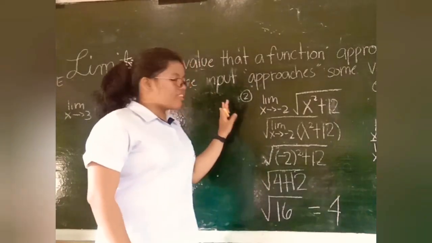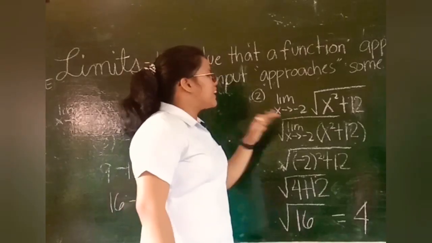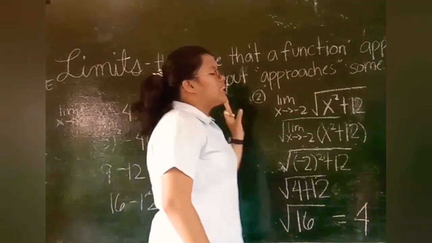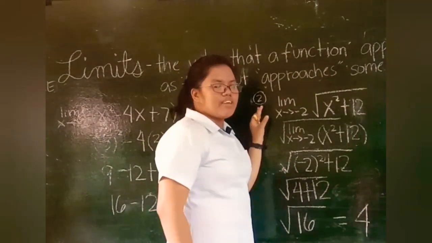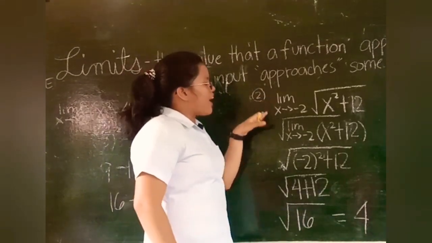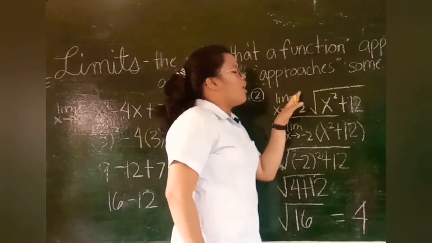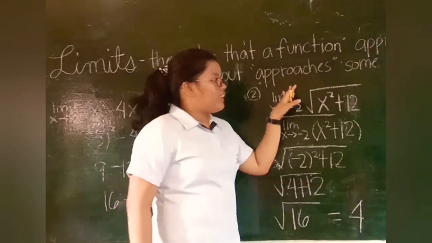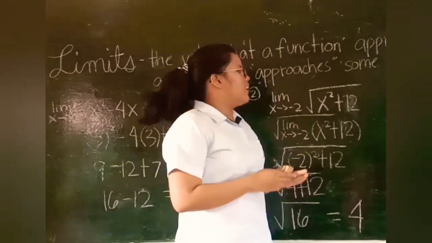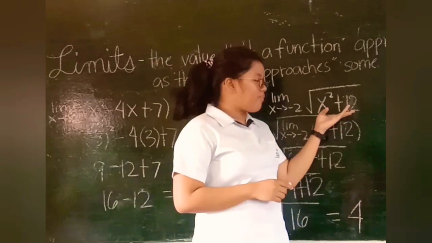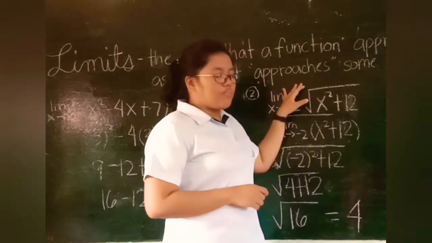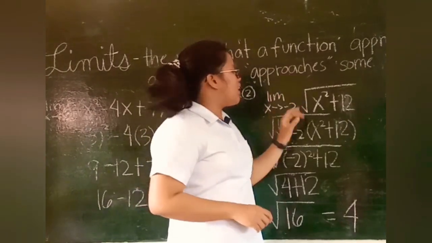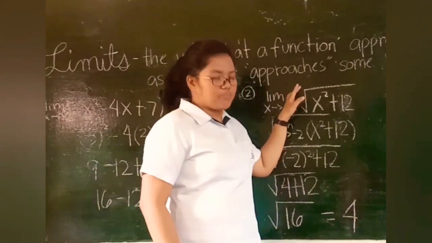So I have another example here. As you can see, it is very different from the previous example, but still, we can find its limit. So, the limit as x approaches negative 2 of the square root of x squared plus 12. As you can see, the inside of the square root is a binomial, a polynomial. But the entire expression is not a polynomial because of its square root symbol.